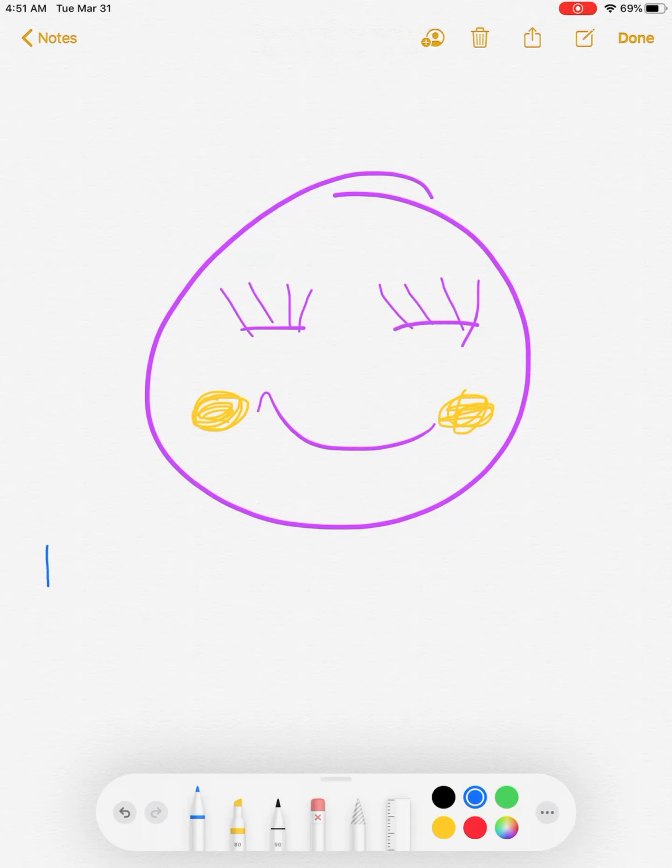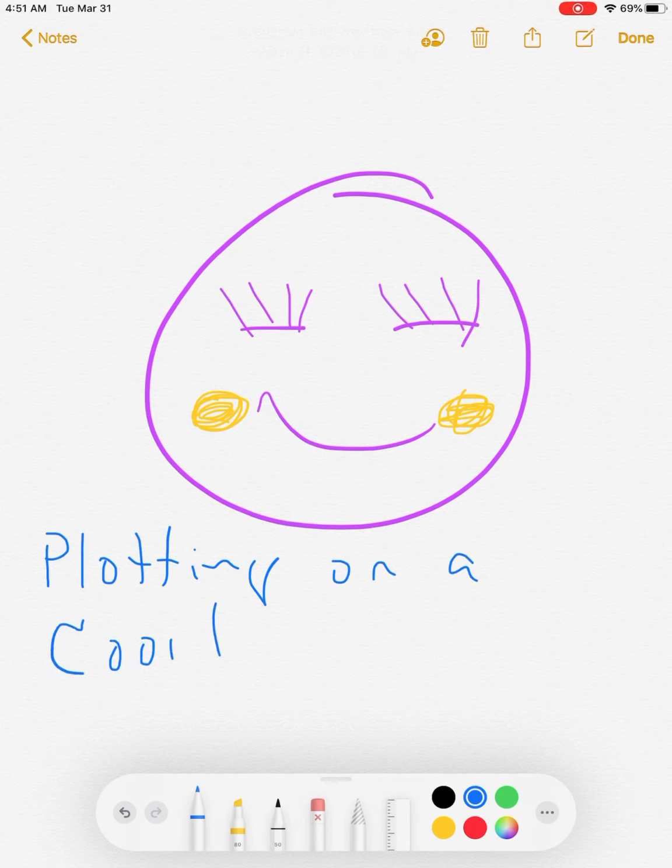Hey everybody. Today we're going to learn a little something new. This is what all of the information about integers has led us to. Today we're going to be learning about plotting on a coordinate plane. Sorry for my writing, buddies, as always. Plotting on a coordinate plane.